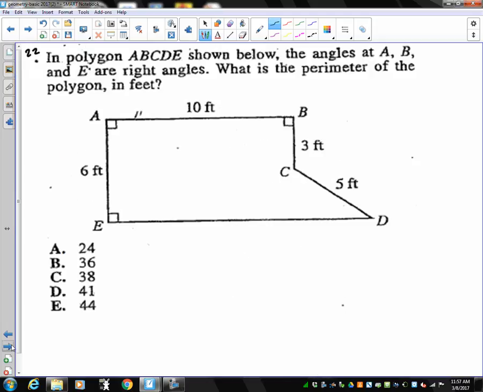Okay, on number 22, we have to find the perimeter. So I don't have to read all that. I can just read the question. Got to find the perimeter. So I've got to add all the sides together. Now let's notice, though, that this side is missing.